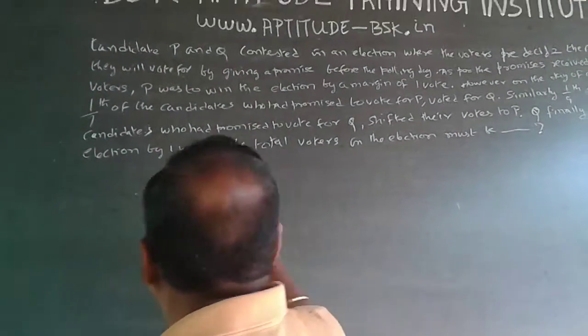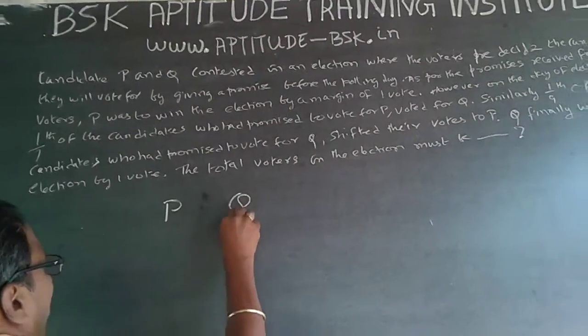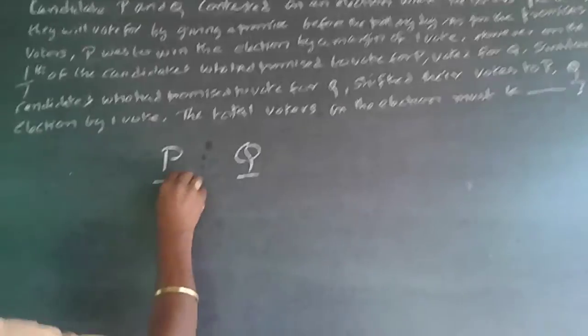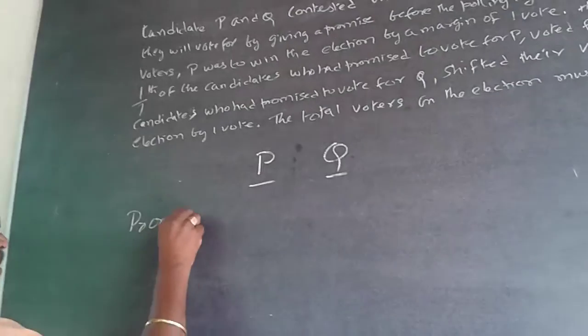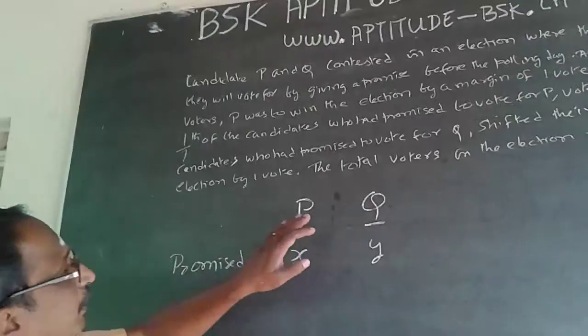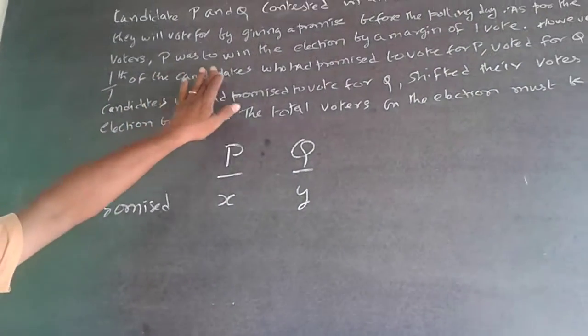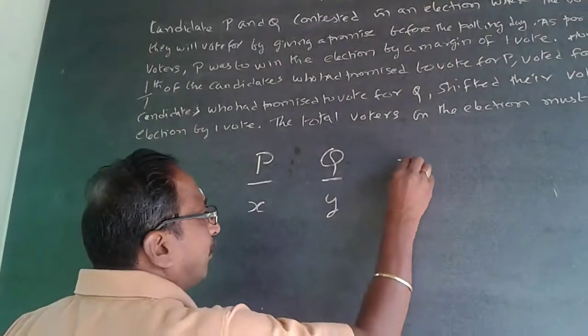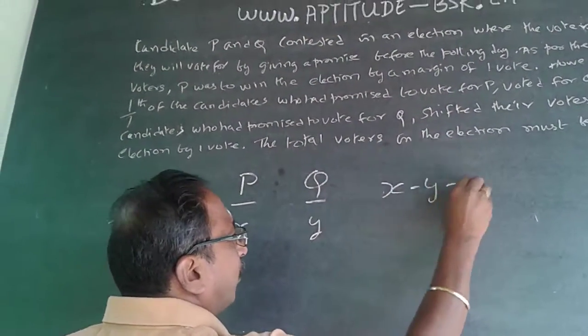So this is P and Q. I'll say this as promised votes. This will be X and this will be Y. And as per the promise, P was supposed to win the election by 1 vote. So X minus Y will be equal to 1.